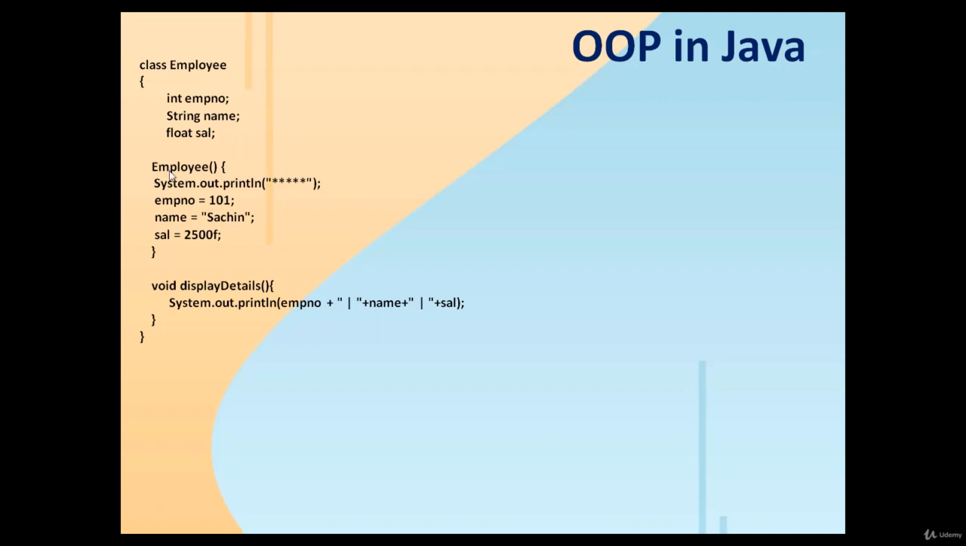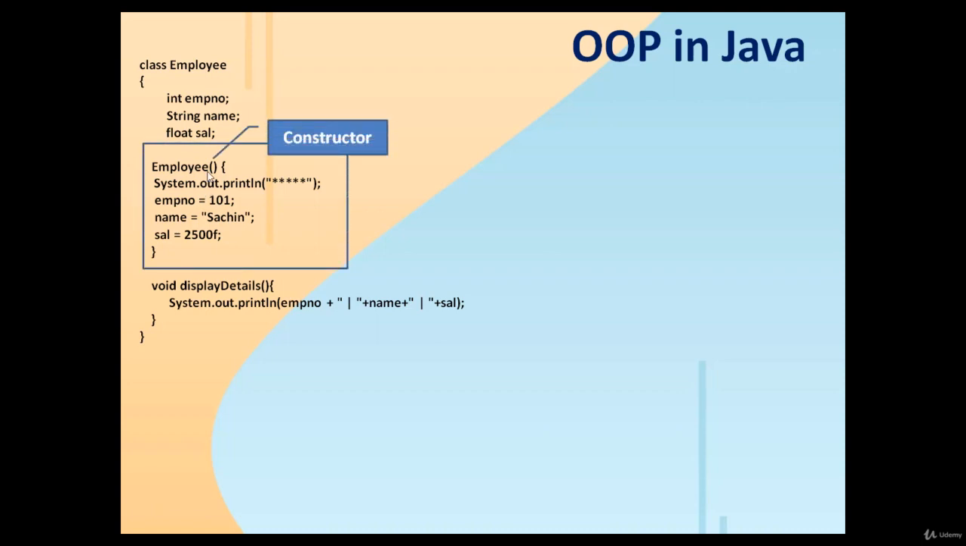We defined a constructor, a special method. The name is the same as the class name, with no return type. If you provide the return type void, Employee, then it becomes a normal method. I just print some stars, System.out.println 5 stars, used to initialize the member data of an object. And it has a normal method, displayDetails. So displayDetails is a user-defined, normal method, but this Employee is the constructor.